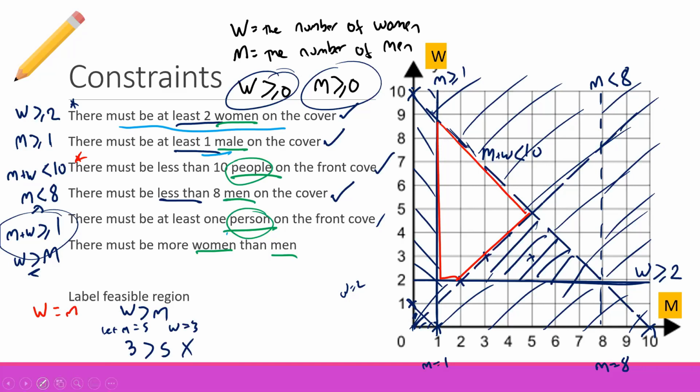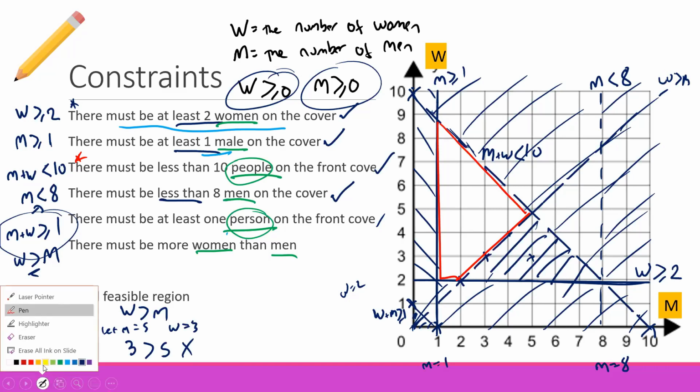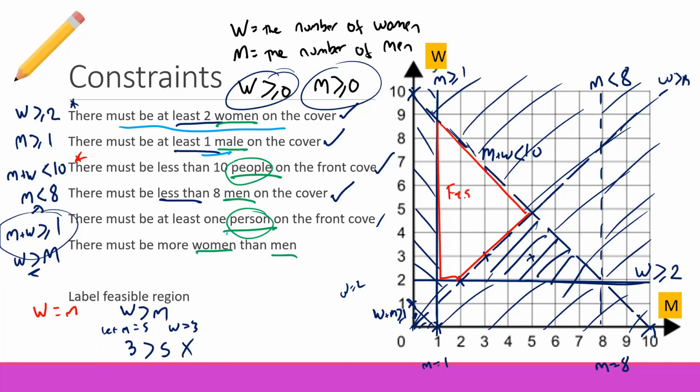I forgot to label this last one, which was W. This one here is W plus M is greater than or equal to 1. And this one up here is actually W must be greater than M. And so that gives us this feasible region. I'm going to label it here by just writing feasible region. I might also just keep the feasible region blank.